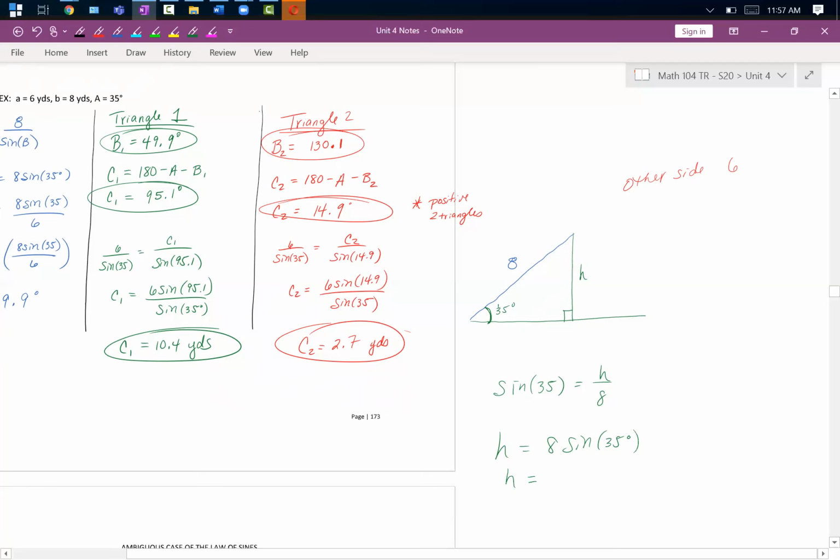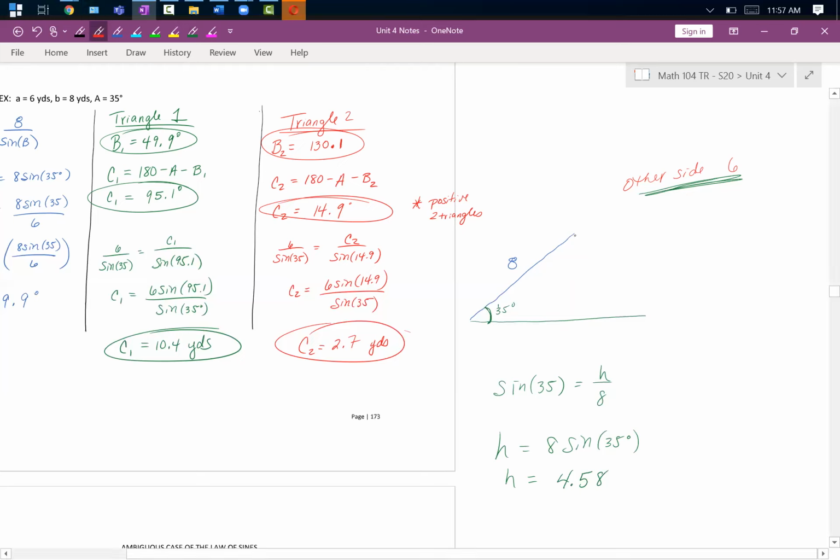Jordan, did you put that in your calculator? Yes, I got 4.588. Okay, 4.58. Just want to show that we're getting something less than 6, which is the other side. Because this other side is longer than the height, it can't be just straight down, because the height is what's straight down. So this other side has to be at a diagonal. And we don't know how long the bottom side is.